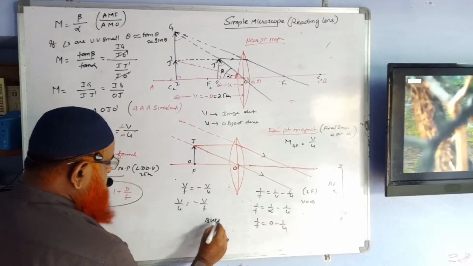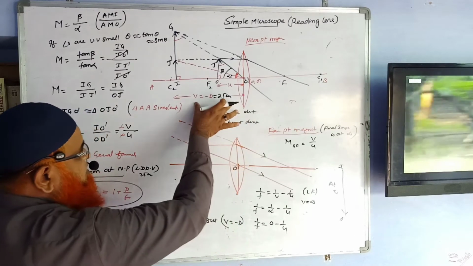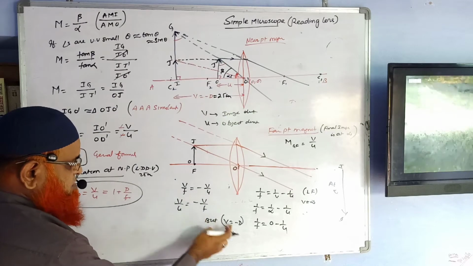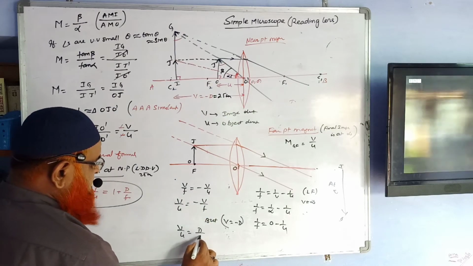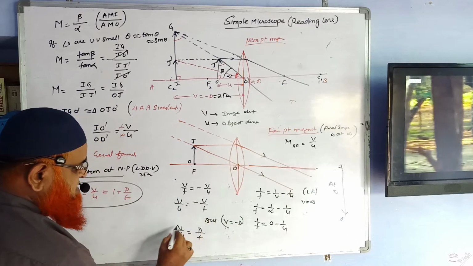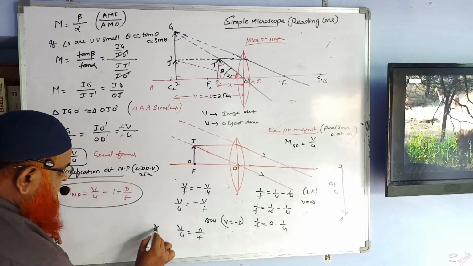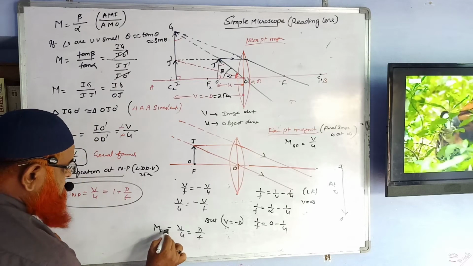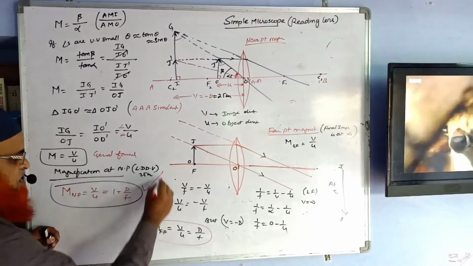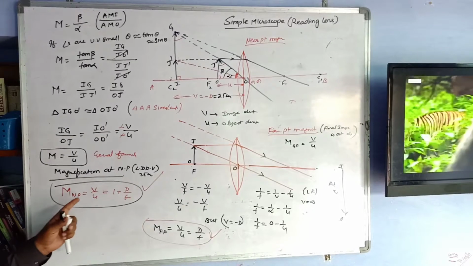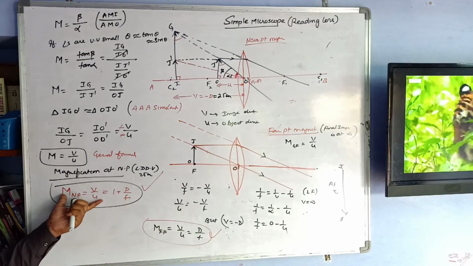But you know here, V can be considered as minus D according to the previous case. So I am replacing V with minus D. What am I going to get? V by U is equal to D by F, because minus of minus will become plus. This is called the magnification, the far point magnification. So we got the answer for far point magnification, and we got the answer for near point magnification. If we are asked to find the far point magnification, we can use this formula.